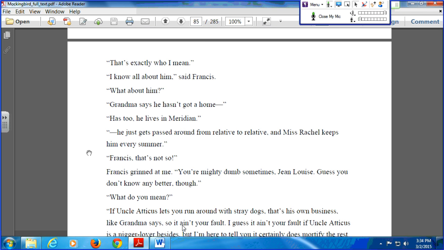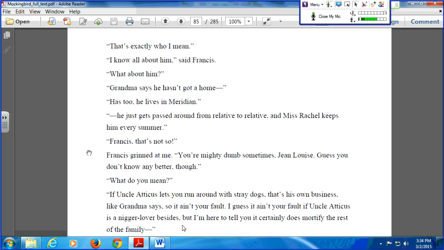"Know all about him," said Francis. "What about him?" "Grandma says he hasn't got a home." "He has too. He lives in Meridian." "He just gets passed from relative to relative, and Miss Rachel keeps him every summer." "Francis, that's not so."